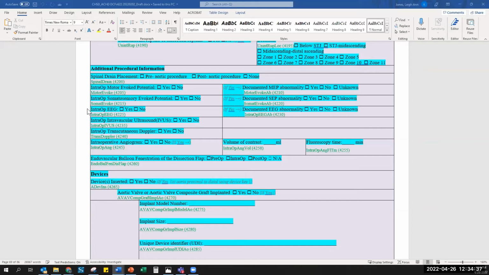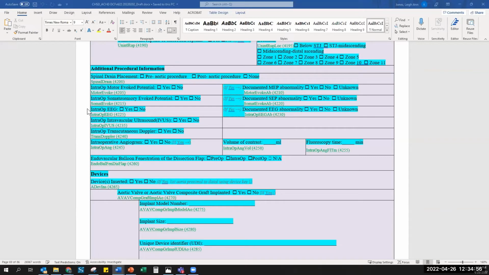This is not the same as BIS monitoring or bispectral index monitoring. This is an intra-op EEG. And if you use an intra-op EEG, did you have an abnormality noted?